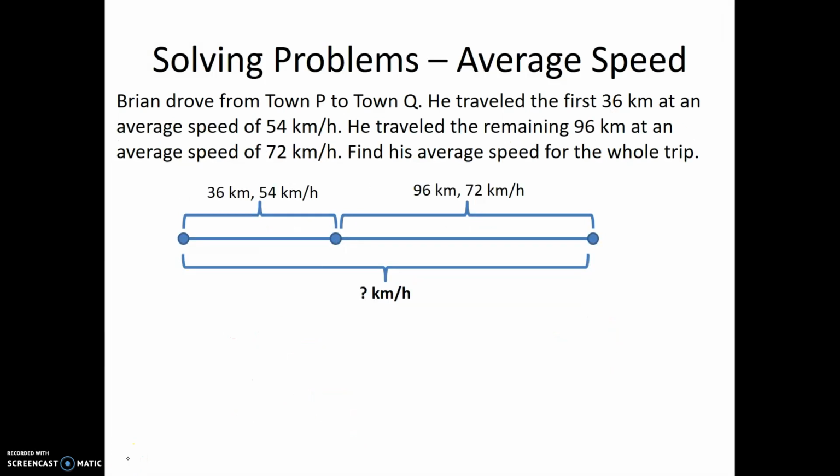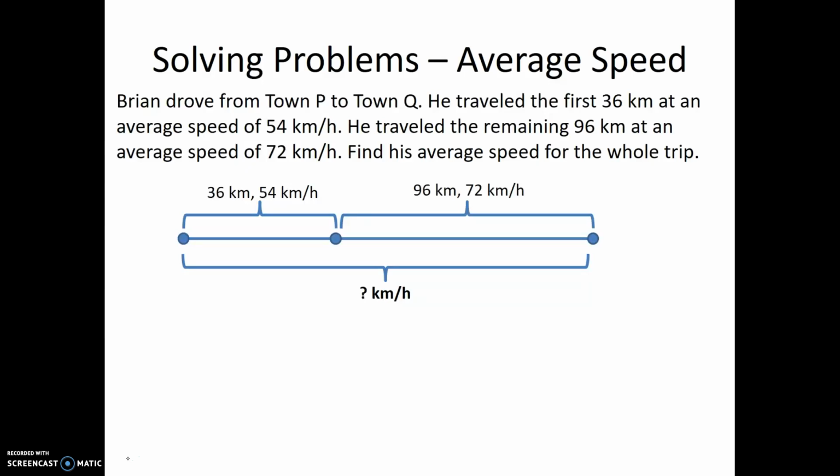All right, let's try another one, and then you guys will do one on your own. Okay, so this says that Brian drove from town P to town Q. He traveled the first 36 kilometers at an average speed of 54 kilometers per hour. He traveled the remaining 96 kilometers at an average speed of 72 kilometers per hour. Find his average speed for the whole trip.